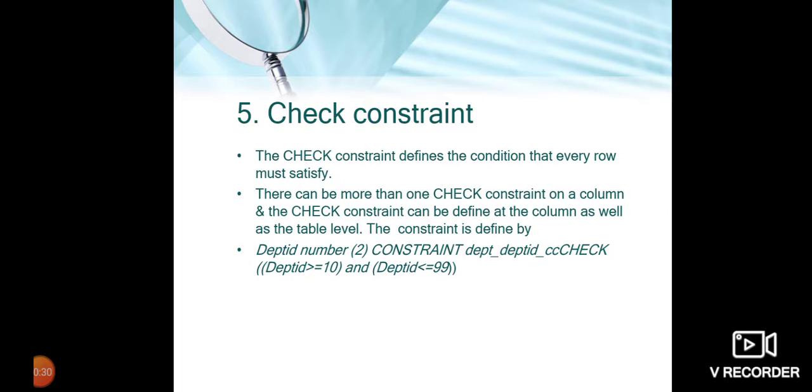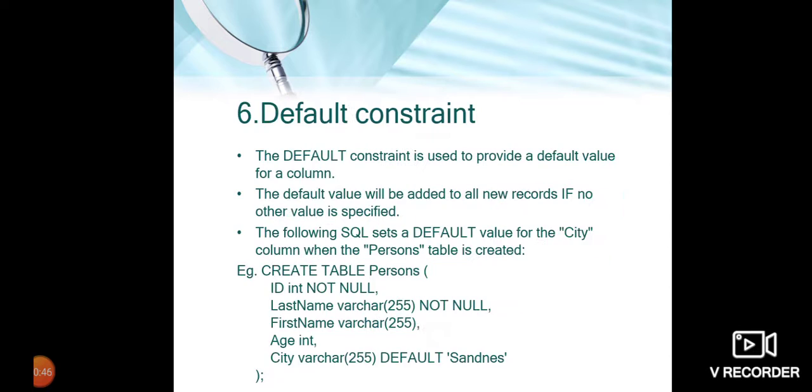The other one is the check constraint. Check constraint defines the condition that every row must satisfy. CC stands for check constraint. Here the constraint is that the department ID should be between 10 and 99. This is what you are specifying at the column level.